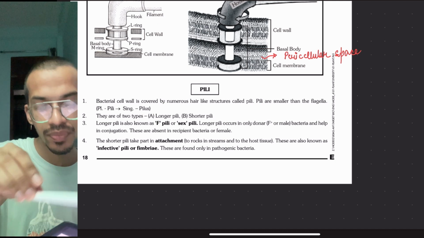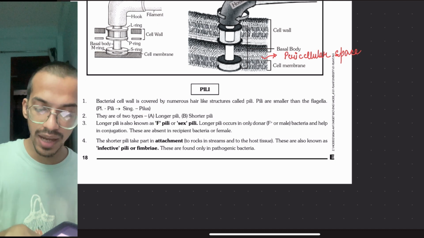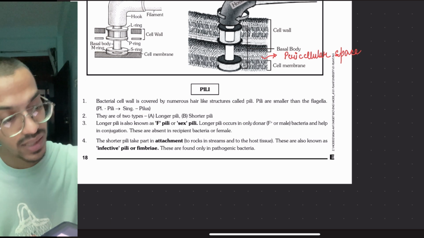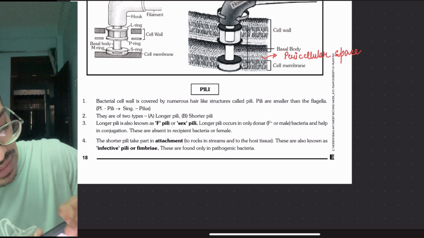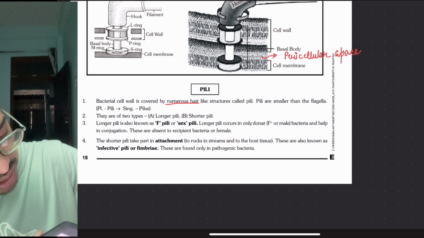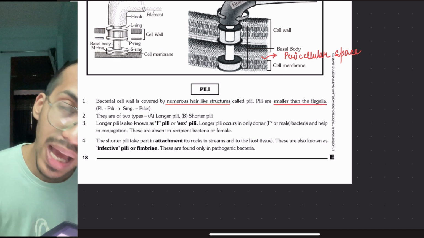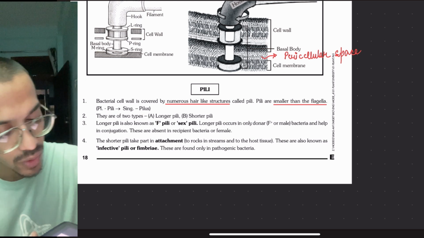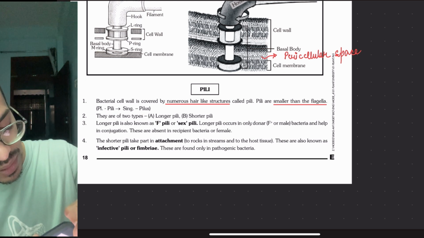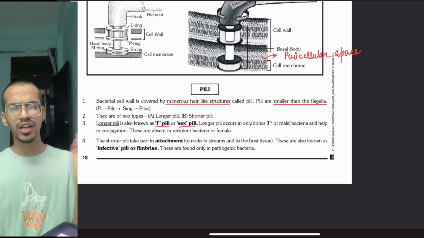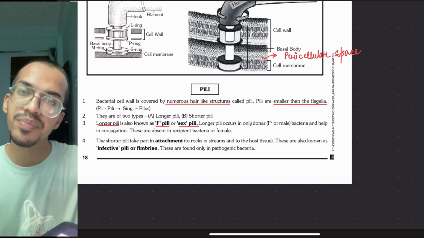So there could be longer pili or shorter pili. The longer pili are known as F pili. F is for fertility, or the sex pili. These are numerous hair-like structures. They are smaller than flagella. Singular is pilus, plural is pili. They could be long and short types. If the longer pili are there, they are known as F pili or the sex pili. How they give, the donor and all, we will learn about in the reproduction topic.